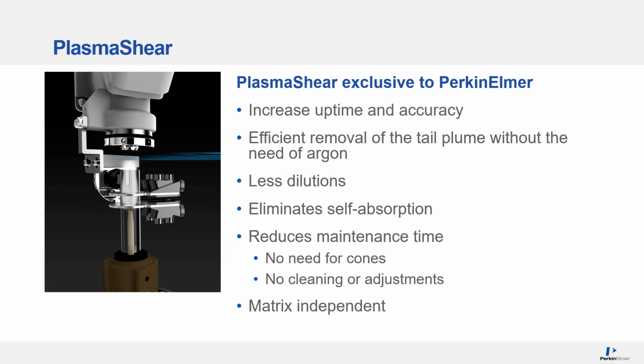Another feature that played a great role ensuring PerkinElmer ICP-OES are the preferred platform in the mining industry is the PlasmaShear gas. This is a patented technology that enables us to design a cone-free system where the PlasmaShear gas cuts off the tail plume of the plasma. This translates into cleaner windows, less maintenance, and more stability and reliability when running high levels of acids and total dissolved solids.